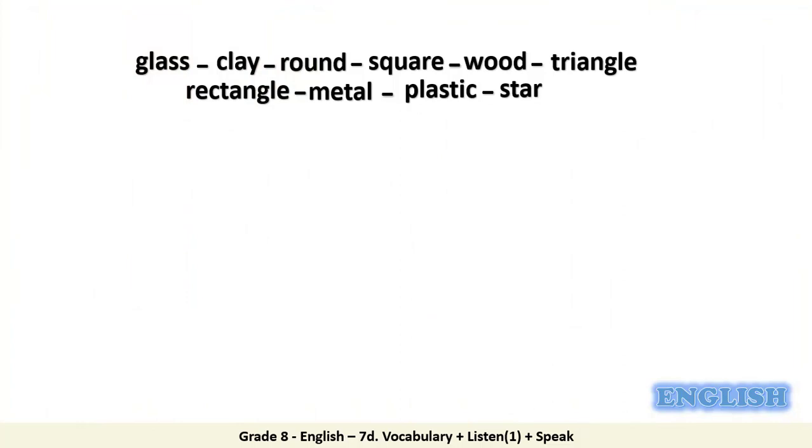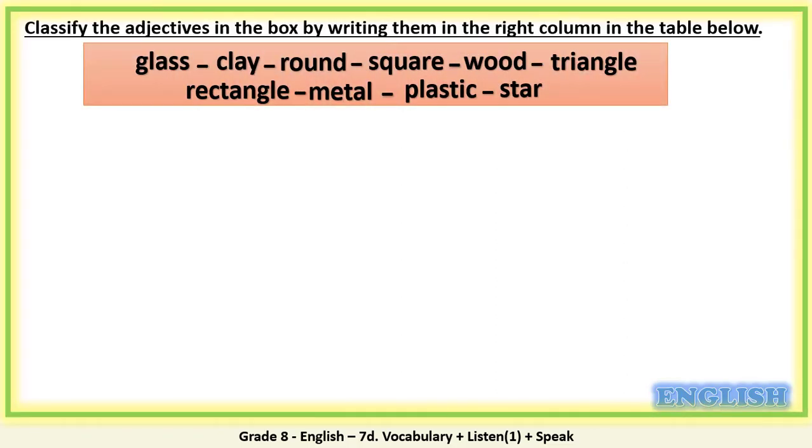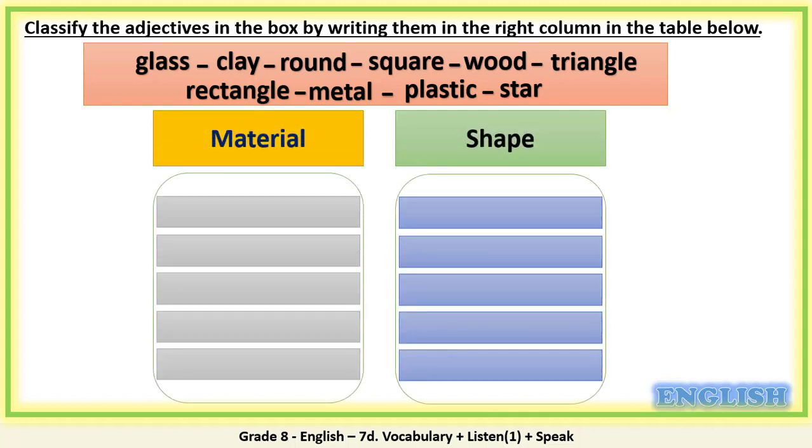Now, let's have a look at this activity. Your job is to classify the adjectives in the box here by writing them in the right column in the table below. We have two columns here, material and shape. You have 3 minutes to classify the adjectives, and you can write your answer in your notebook, and when you finish, play the video again to check your answer. You can start now. Welcome back.